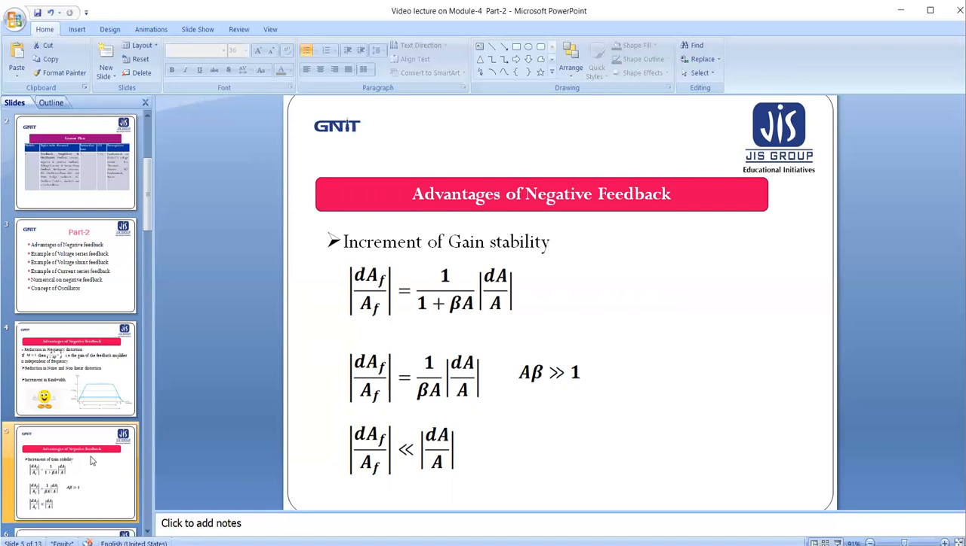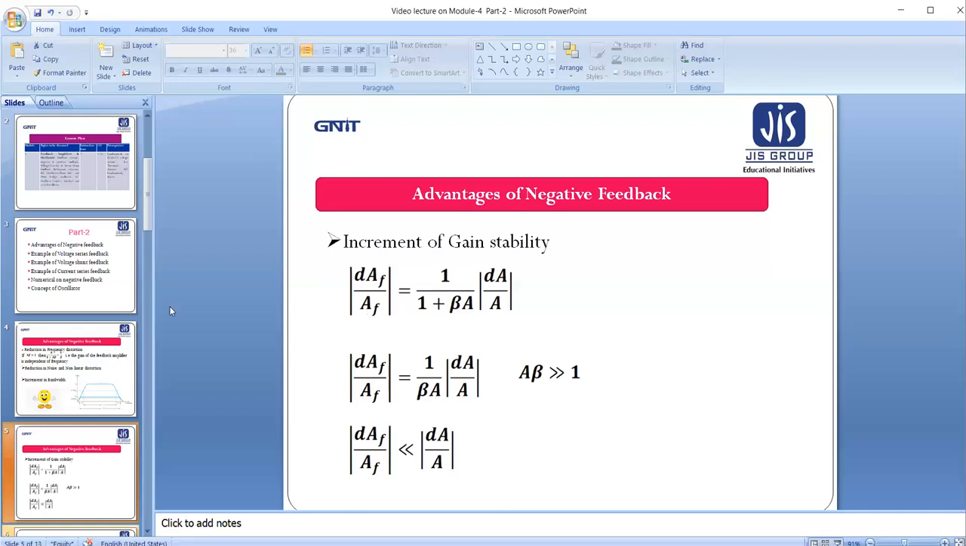How? Gain stability is measured by the factor of change in gain with respect to the unit gain. That means for an amplifier without feedback, the gain stability is measured by the term dA by A, the change of gain divided by the gain. Whereas dAF by AF stands for change in the gain with feedback divided by the gain with feedback.